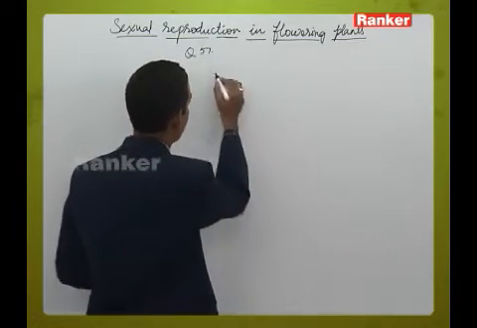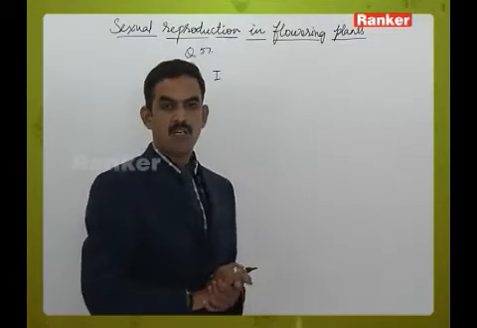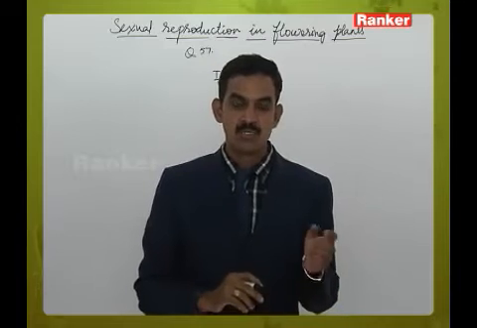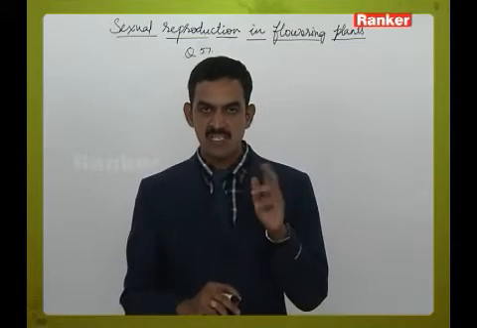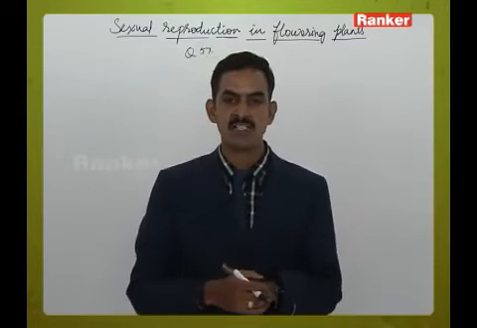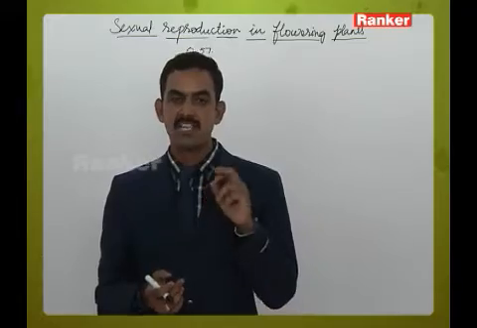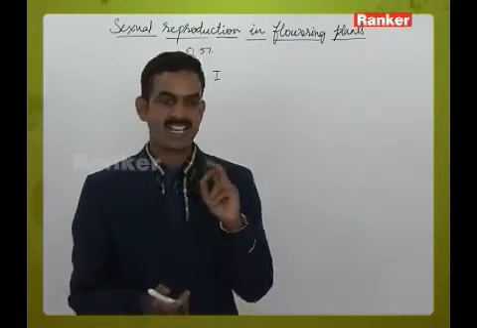Let's come to the first one. Two-celled pollen grain contains two cells in it. Those are called the vegetative cell and the generative cell. That means the first option is correct.